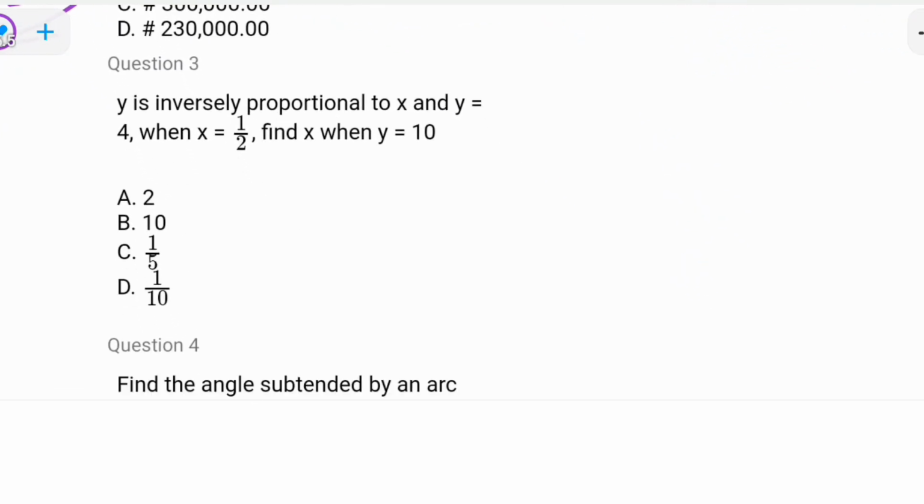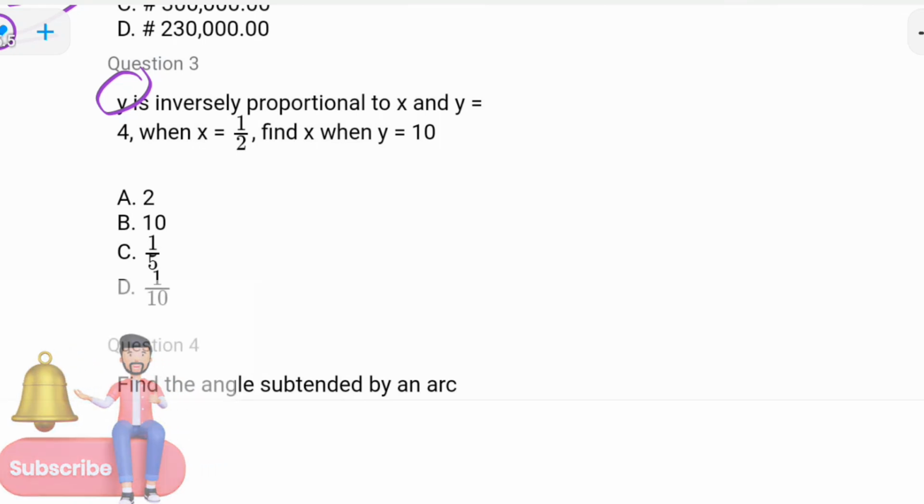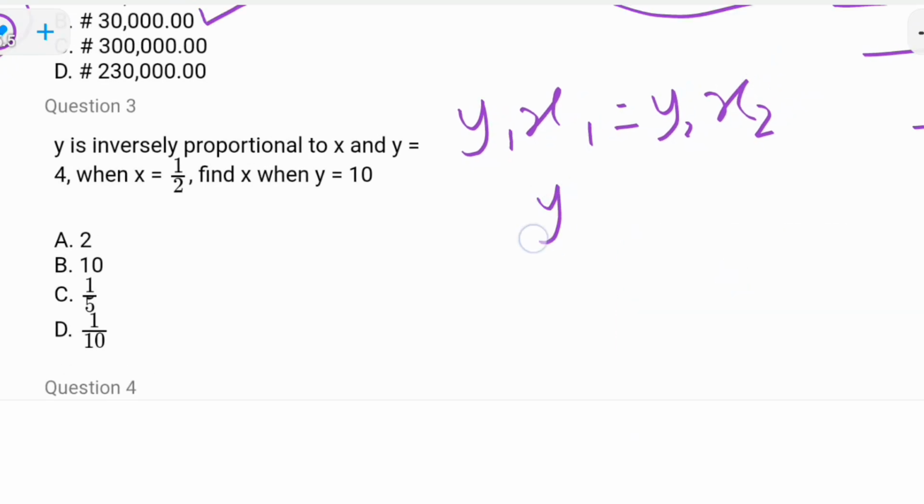Now the next one: if y is inversely proportional to x and y is equal to 4 when x is equal to 1 over 2, find x when y is 10. In proportion, there is a simple formula you can use for inverse proportion. Anytime you're doing inverse proportion, just use this formula. Just take what is involved. You have y and x, right? Since it's an inverse relationship, you're just going to do y1 x1 equals y2 x2. Very fast. You get the answer faster, instead of writing y is proportional to 1 over x, then putting equals to k, which takes some time.